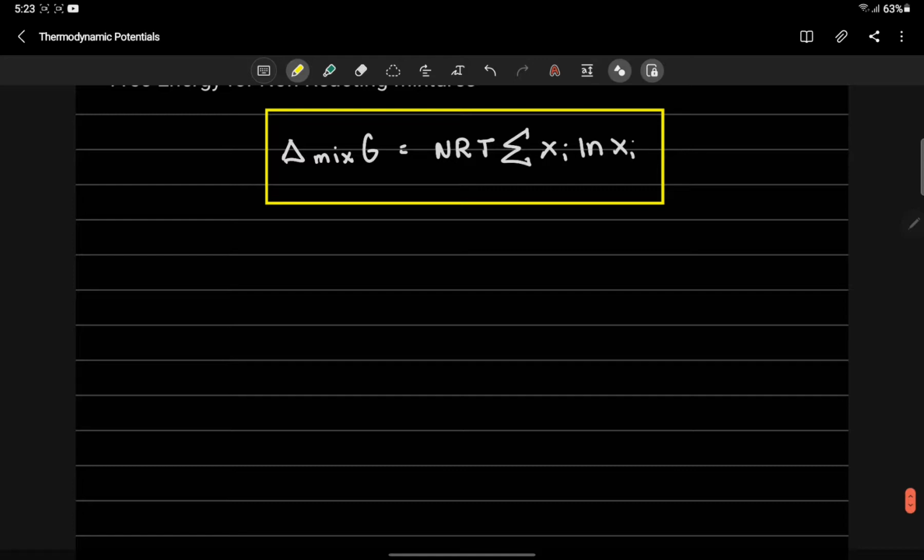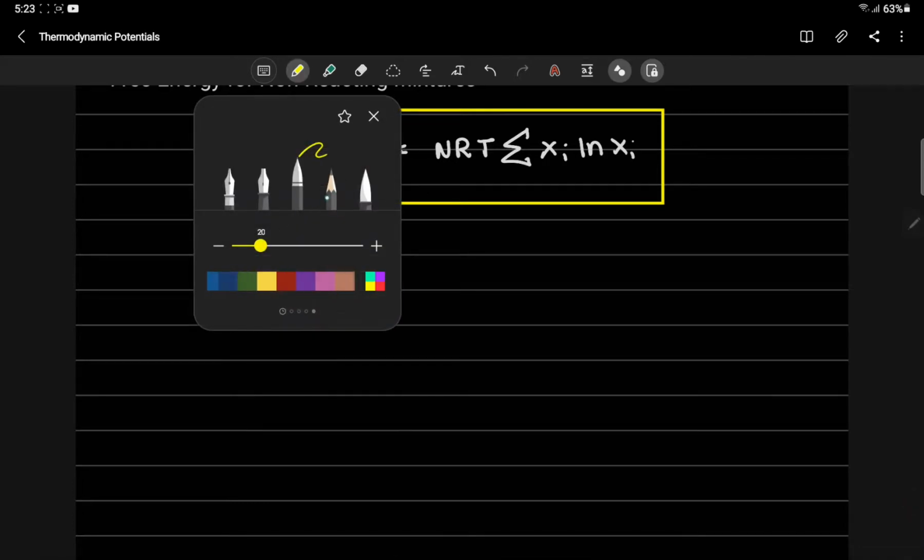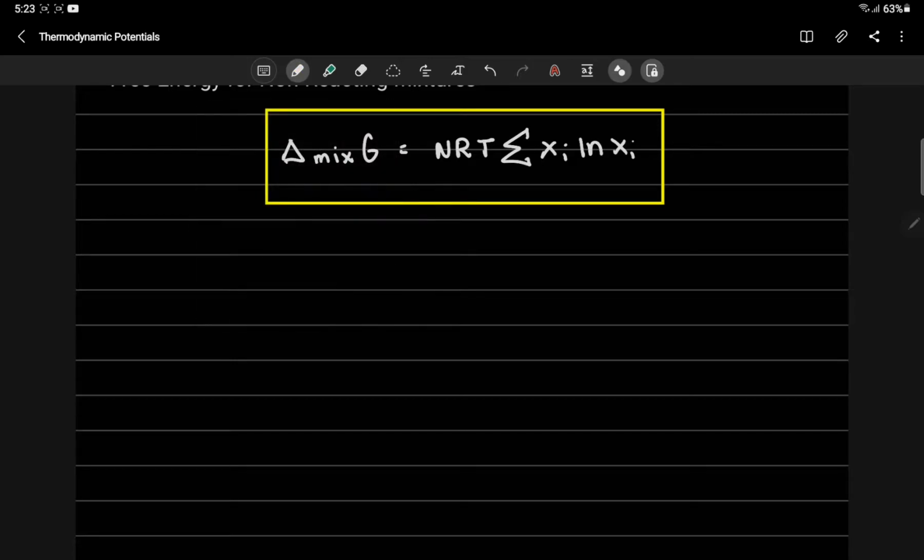You can also calculate the entropy of mixing. Siyempre kapag nagmi-mix tayo, magkakaroon ng disorder. So to calculate the entropy of mixing, that will be equal to minus nR, and take the sum of the mole fraction ng bawat species or components times the ln of the mole fractions.